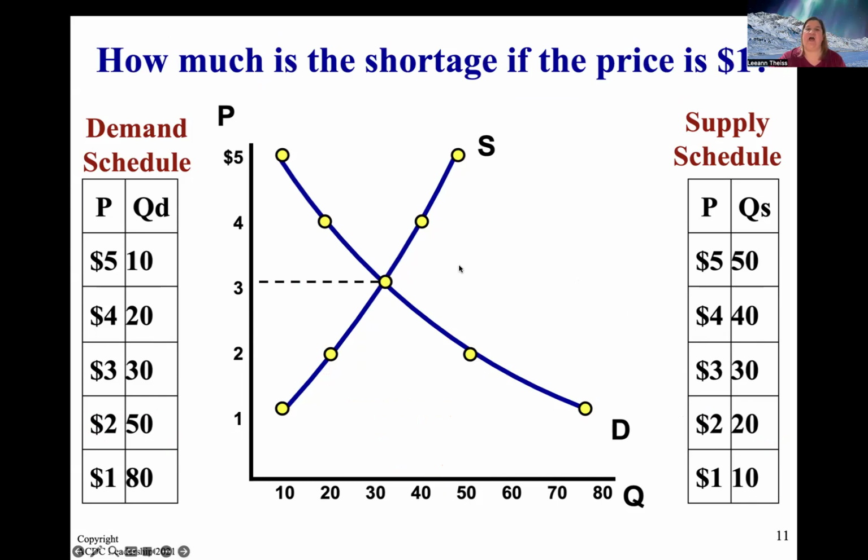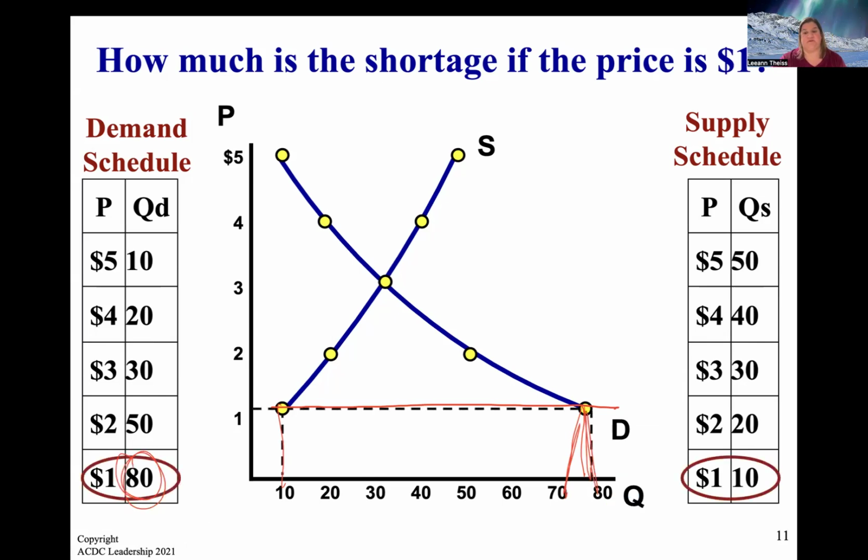You do it now. How much is the shortage if we set the price at $1? So if we set the price here, what's our shortage? What does the demand schedule say? It says 80. So it's supposed to be here. Okay, 70 units.